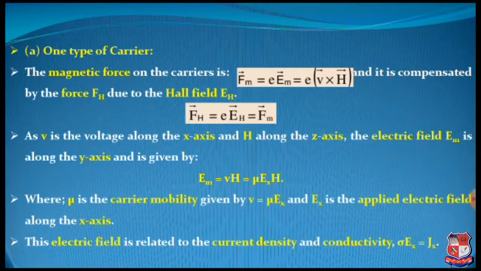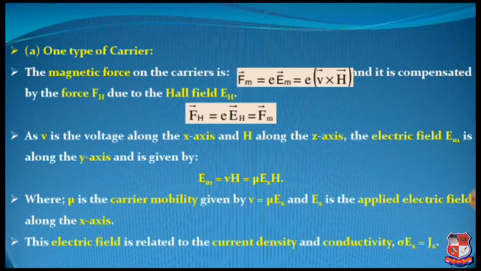The magnetic force on the carrier is Fm. The M subscript is used for the force due to magnetic field, and that is known as magnetic force. It is equal to, this is a well known equation, e times the vector, the magnetic field vector. Small e is the charge of electron.